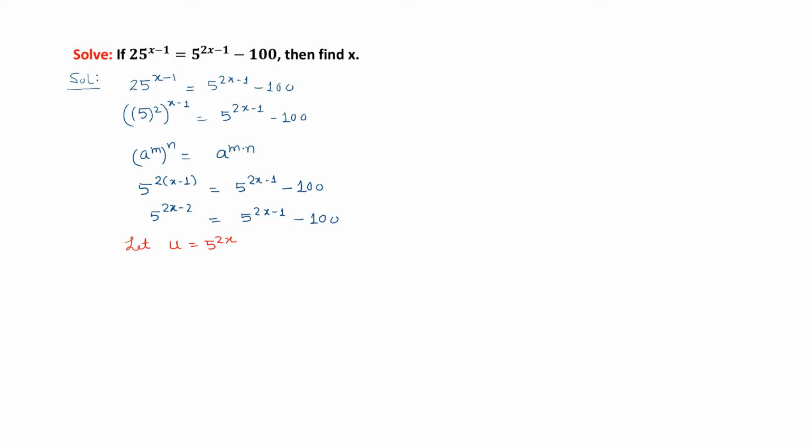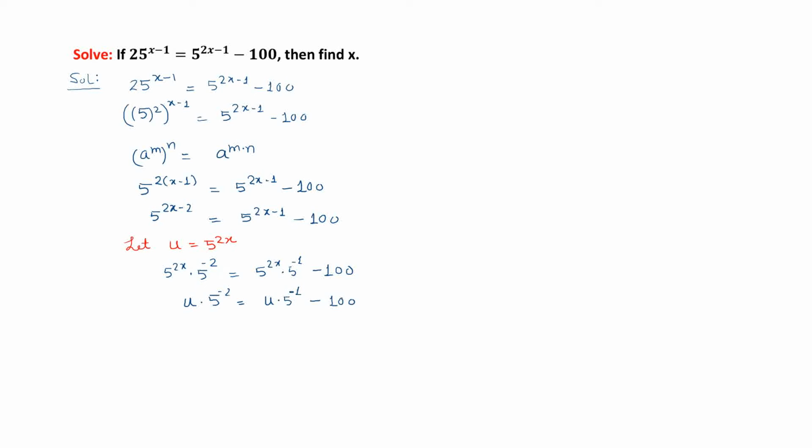So if we substitute u for 5 to the power 2x in the above equation, we will get: we can write this equation as 5 to the power 2x times 5 to the power minus 2 is equal to 5 to the power 2x times 5 to the power minus 1 minus 100. So substituting 5 to the power 2x equal to u, we get u times 5 to the power minus 2 is equal to u times 5 to the power minus 1 minus 100.